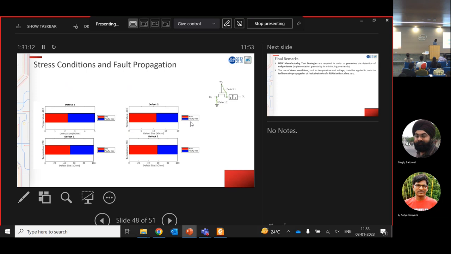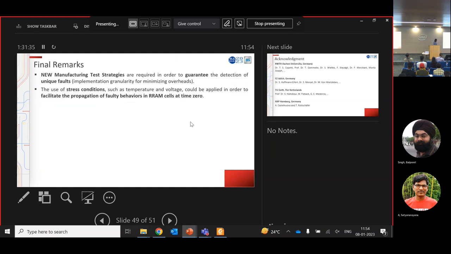For example, here is fault-free, here's a transition fault case. So depending on the temperature that I have, okay, I can have this, depending on the size, okay, for the same temperature, I'm going to have a different fault propagation, okay? So I can use the stress conditions to facilitate the task of testing something at time zero, okay?